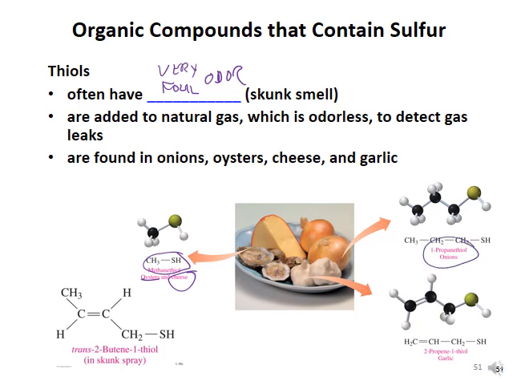Onions contain 1-propane thiol, and garlic contains 2-propene-1-thiol. And all of these make some sort of smell, and you could make them actually smell pretty good if you worked at it. And there's ethane thiol, which is added to natural gas, which is normally odorless, natural gas being CH4, to detect gas leaks.